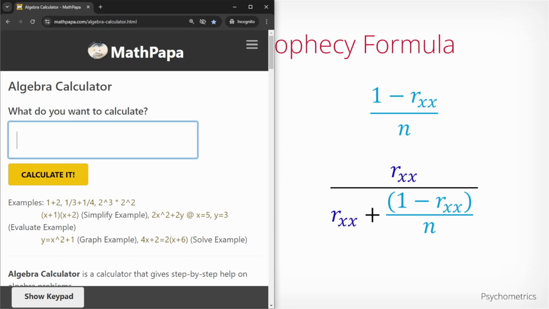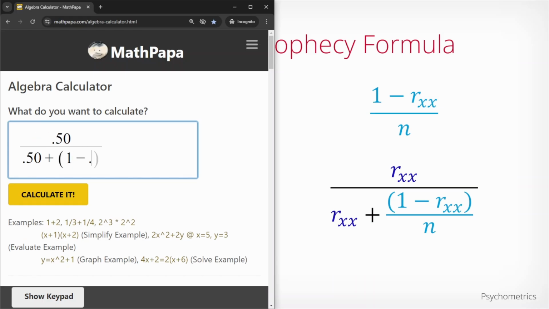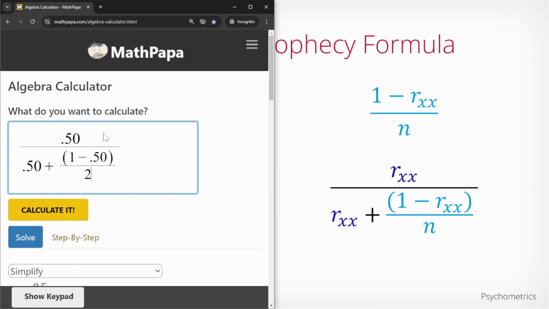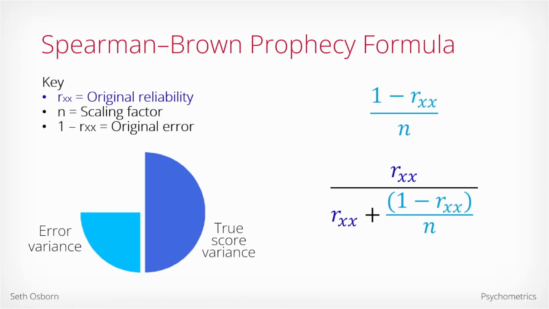Let's just plug in some numbers real quick and see if this formula works. I'm going to use MathPapa because I like the way that it expresses fractions. So our formula says our starting reliability divided by the starting reliability plus 1 minus that starting reliability divided by 2. And whenever we plug it in, we get 0.66667, which is 2/3. So what do you know? The formula we just created gives us the exact same adjusted reliability estimate. We just created our own Spearman-Brown formula.